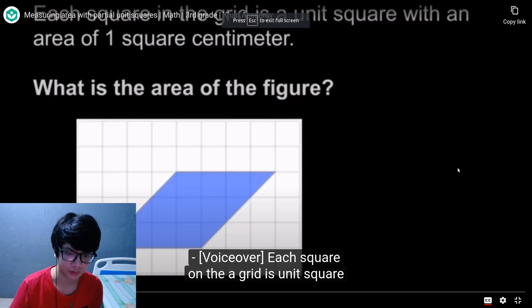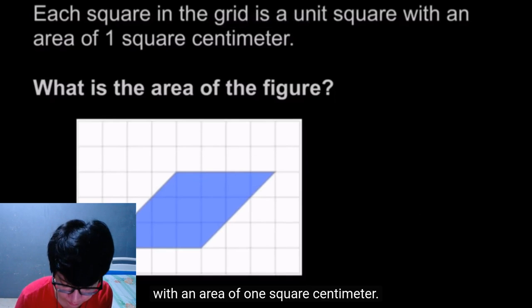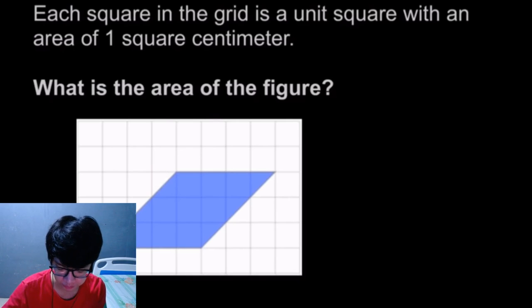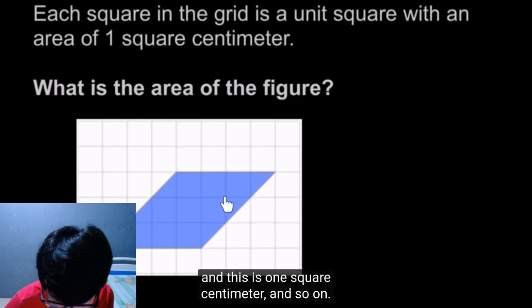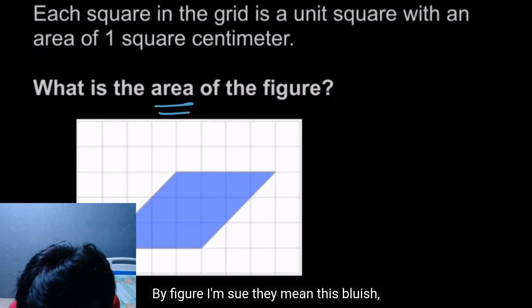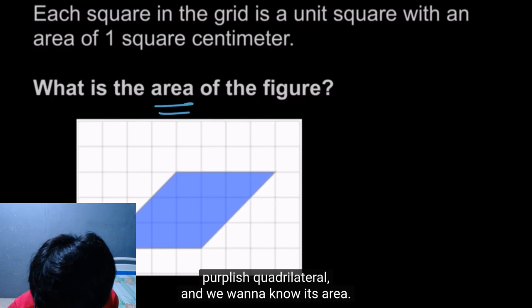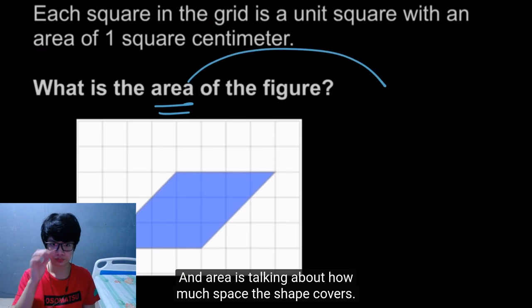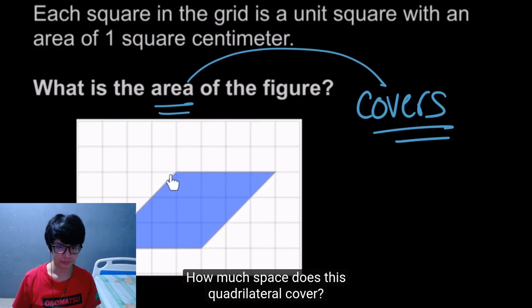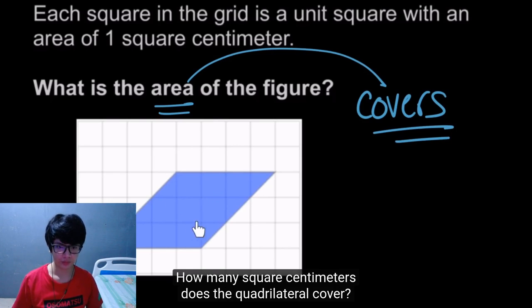Each square in the grid is a unit square with an area of 1 square centimeter. So each of these squares is 1 square centimeter. This is 1 square centimeter, and this is 1 square centimeter, and so on. And now we're asked, what is the area of the figure? By figure, I'm sure they mean this bluish, purplish quadrilateral, and we want to know its area. An area is talking about how much space the shape covers. How much space does this quadrilateral cover? How many square centimeters does the quadrilateral cover?